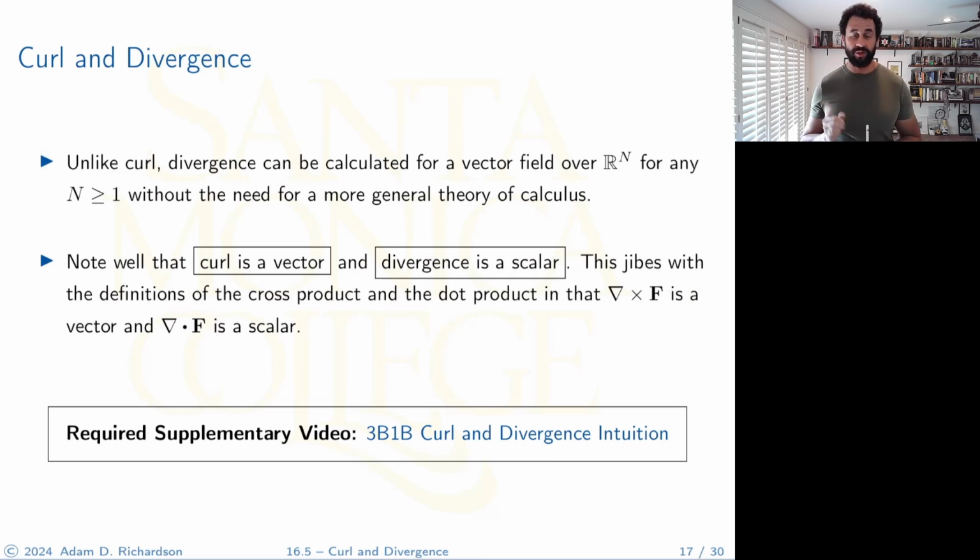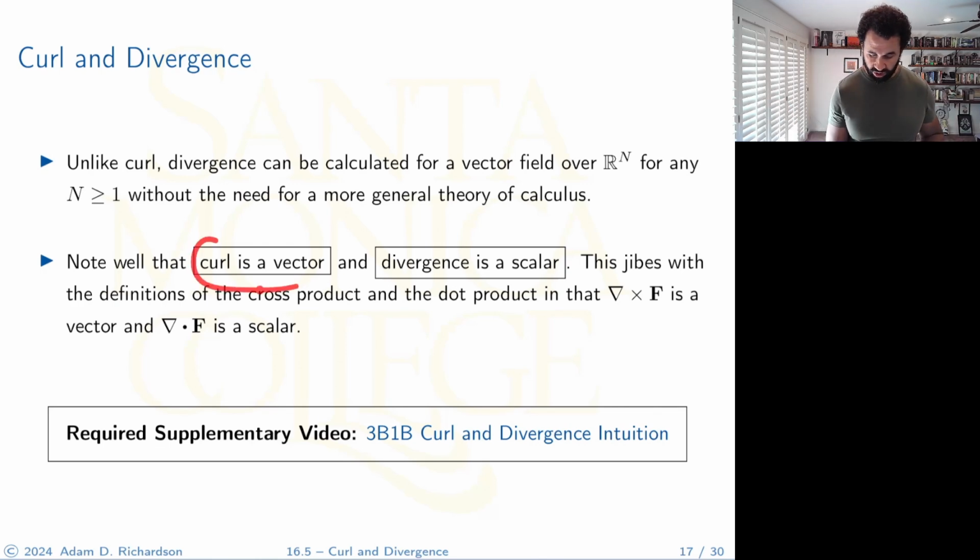So this is what I mentioned a moment ago. Unlike curl, divergence can be calculated for a vector field over Rn for any dimension n without the need for a more general theory of calculus. Remember, curl for us in this class is only defined on three-dimensional vectors, or vectors with three components. Divergence can be defined for any number of dimensions, and you don't need a more general theory of calculus. You don't have to talk about exterior algebra, or generalize the notion of a differential form and that kind of stuff. So divergence you can generalize naturally.